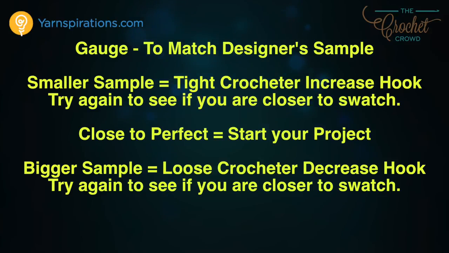Again, pull out your work and then just restart your actual project. Now if your gauge is bigger than the 4 by 4, it means that you're a loose crocheter in terms of the specific pattern. So you need to reduce down your hook size and try again, and maybe try going down a couple sizes.